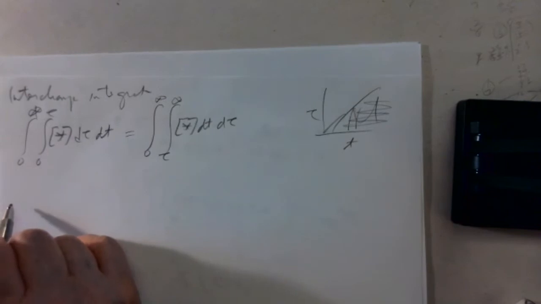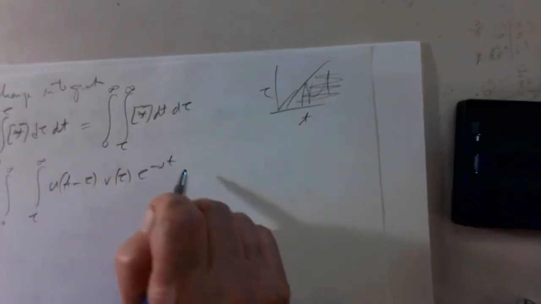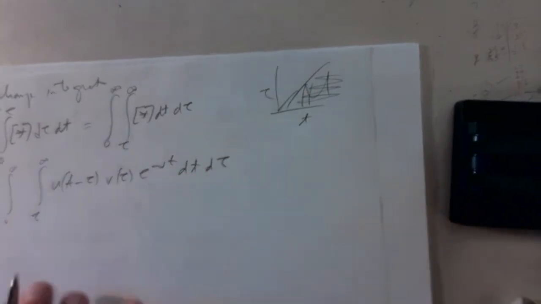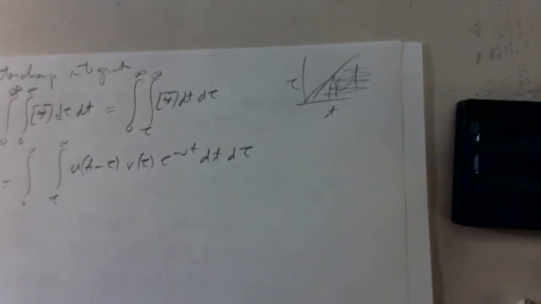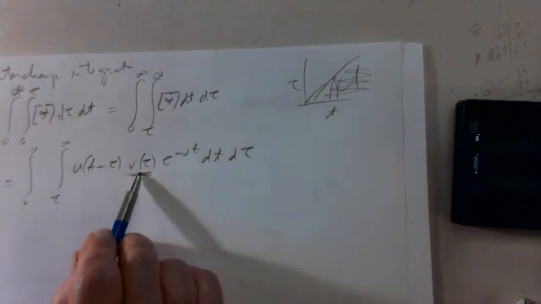And what is it that we're integrating? That's the integral from 0 to infinity, integral from tau to infinity, u of t minus tau, v of tau, e to the minus st, dt, d tau. You'll notice this only depends on tau.